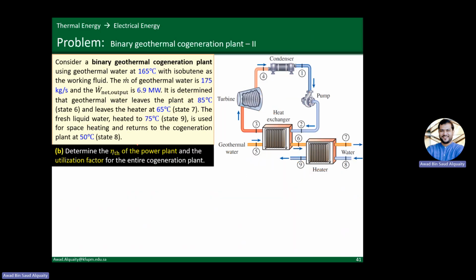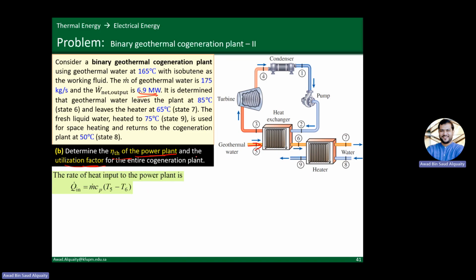Now let's look at the second part. Here we need to determine the thermal efficiency of the plant and the utilization factor of the entire cogeneration plant. First, when you talk about the efficiency of the plant, it's simply the net work output divided by the energy available in the geothermal resource. That's essentially one way of looking at the thermal efficiency.